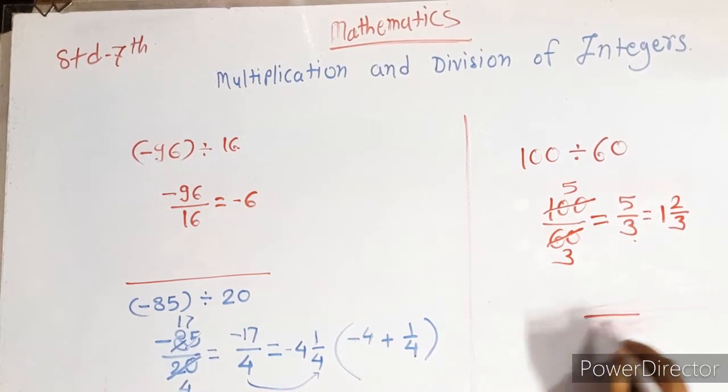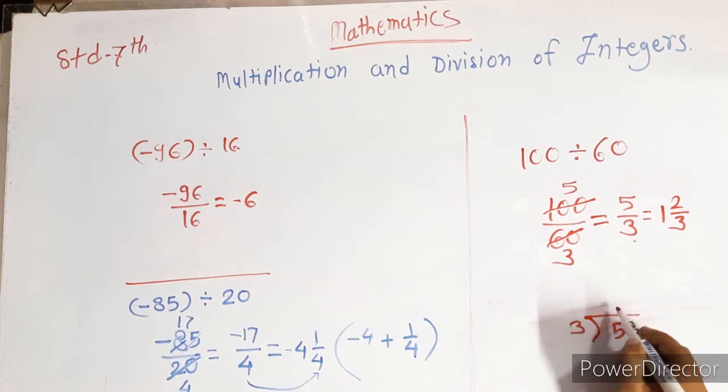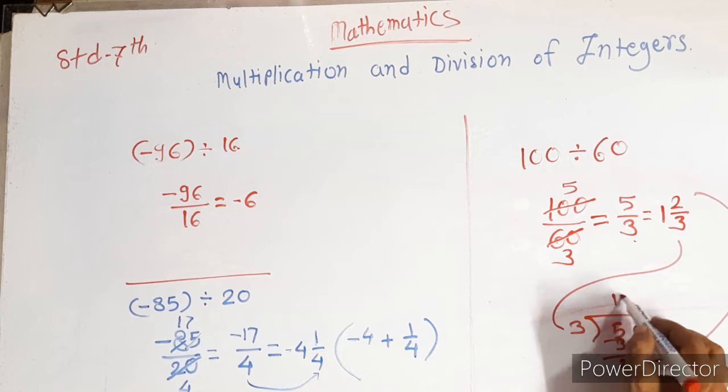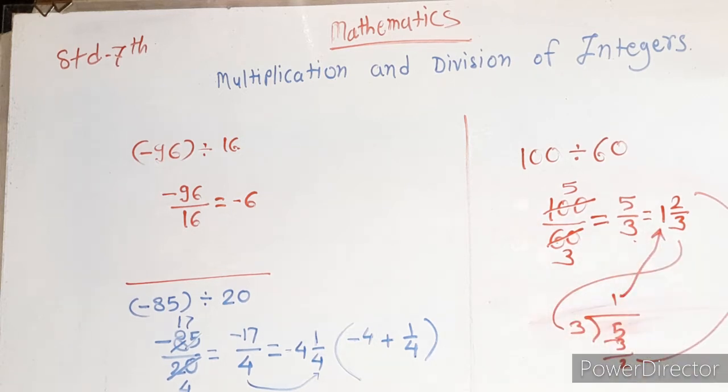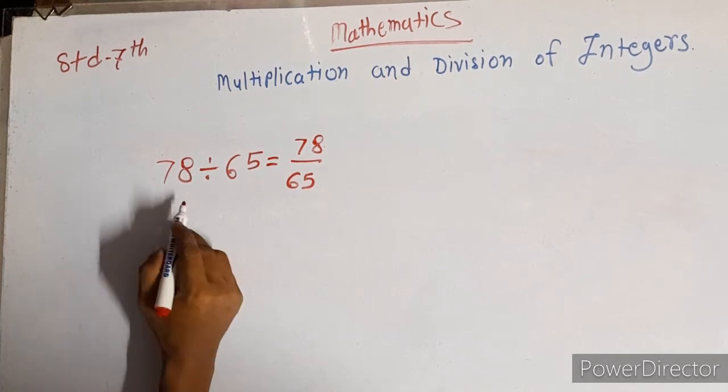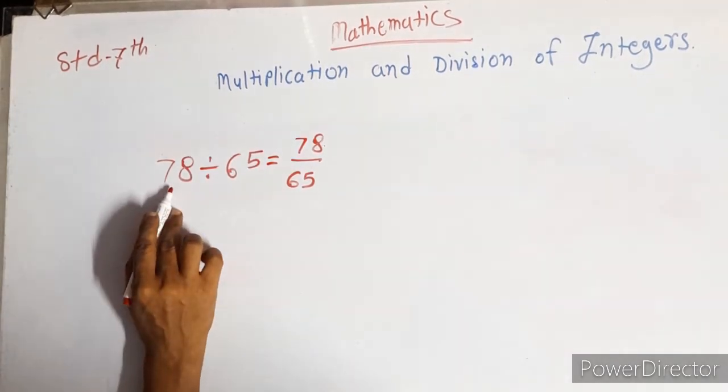This division, 5 divided by 3: 3 ones are 3, 2 remaining. These 2 are used here, the 3 used here, and the 1 here. Okay. Now we get another example.